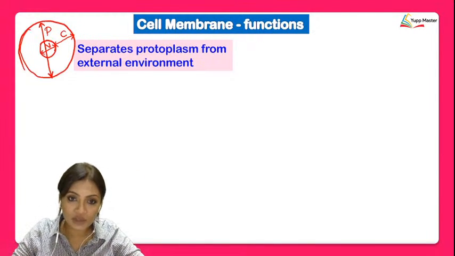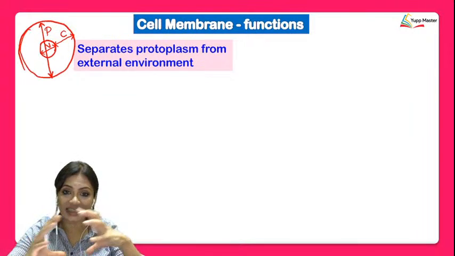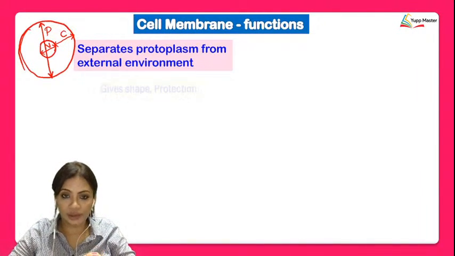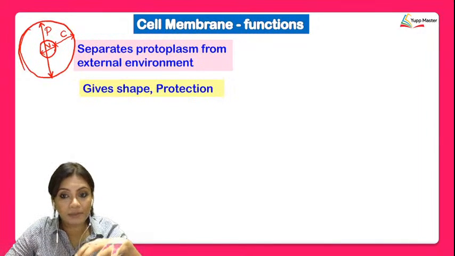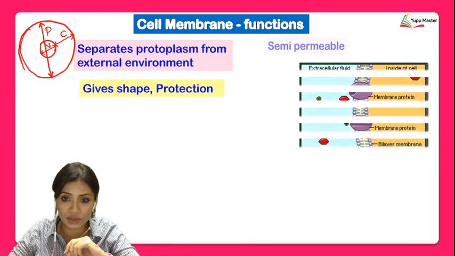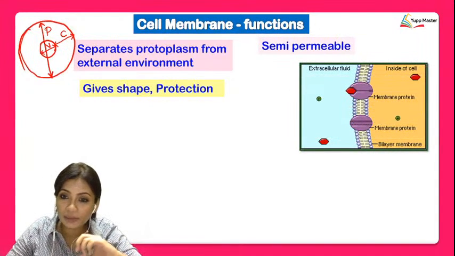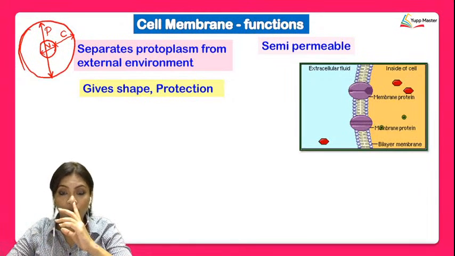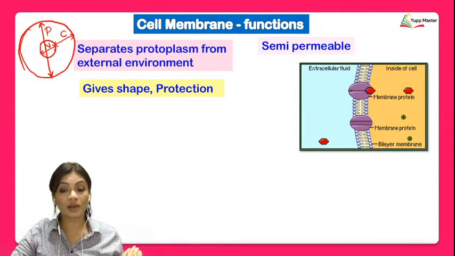Okay, so it makes sure that whatever is inside the cell stays intact inside the cell only. All right. Next, this cell membrane helps in giving shape, giving protection to the cell also. It is a semi-permeable membrane. Okay, it only allows certain substances to enter into the cell and certain substances to come out of the cell.